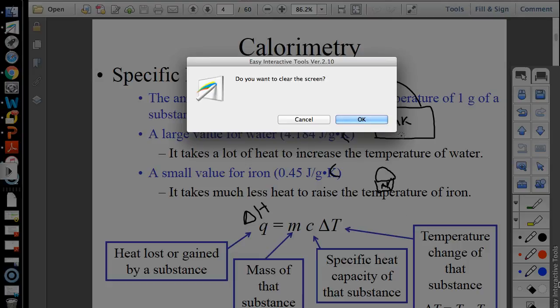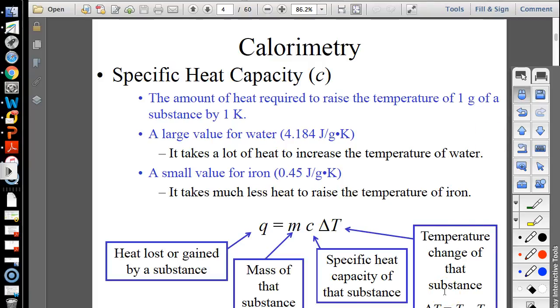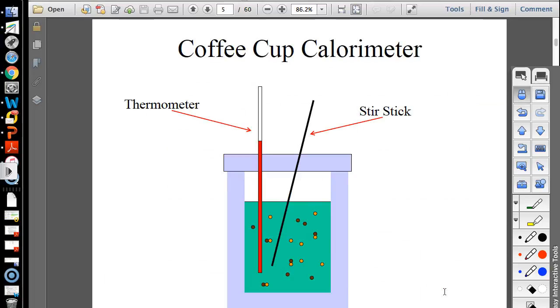So y'all good there with specific heat capacity, how much heat you can hold for your change in temperature? No problems. All right. So this is what you're going to be using on Monday.